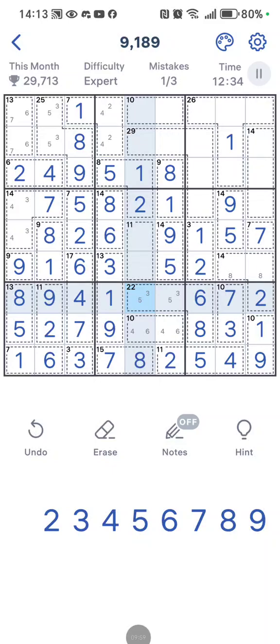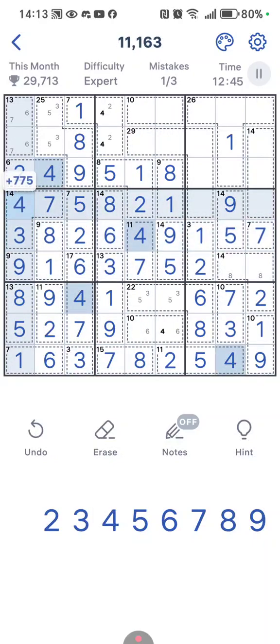So that's 1, 2, 3. This is 4 and 7. So that's 4 and that's 7. That's 3 and that is 4. 4, 4, 4. This is going to be 8. This is 4. Okay. 1, 2, 3, 4, 5. Oh, this is going to be 3. This is going to be 6.